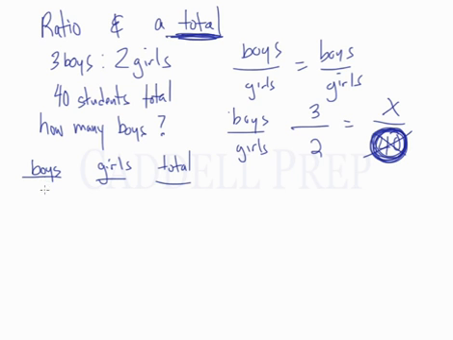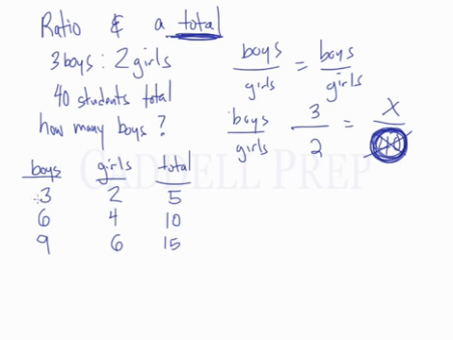So let's say there are 3 boys and 2 girls. That means there's 5 students total. Or we could double this, double the number of boys. 6 boys, we'll have to double the number of girls. 4 girls, 10 total. If we do times 3, we'll have 9 boys, 6 girls, 15 total.